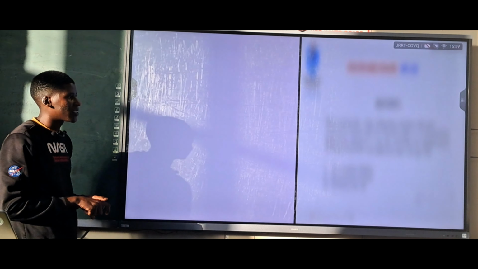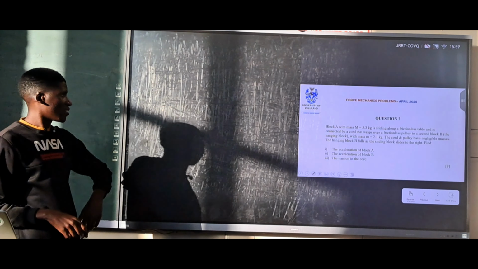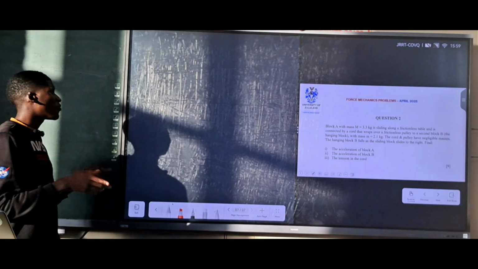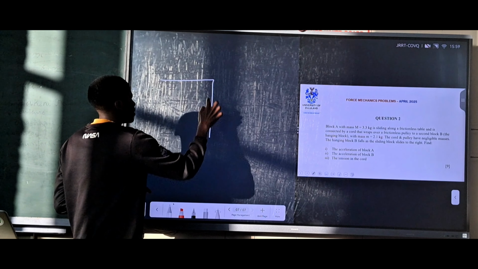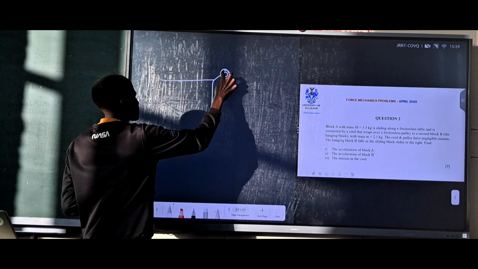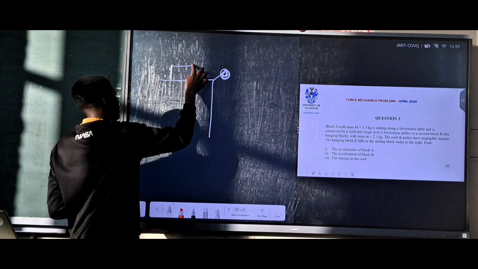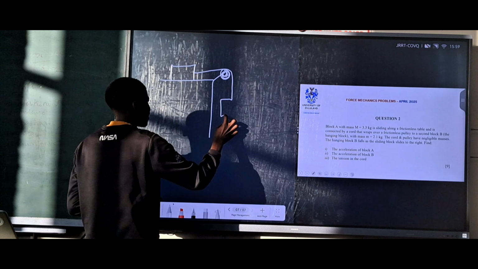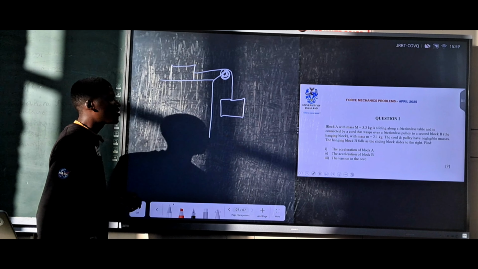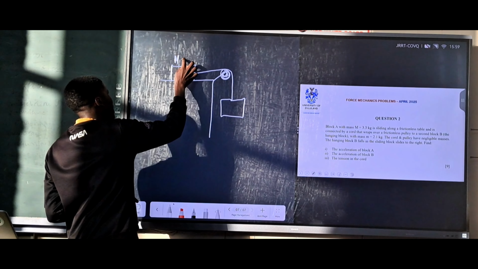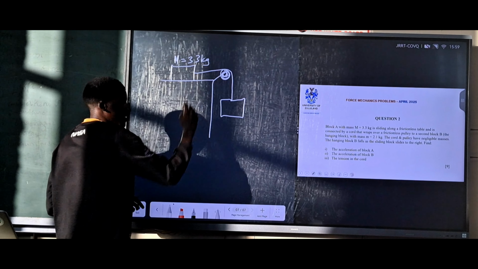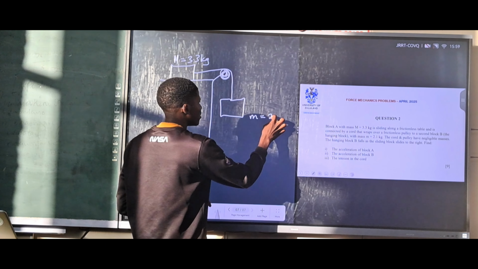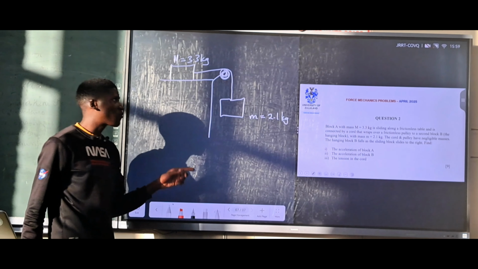Now, draw it. If you don't draw it, you won't see anything. We have a table. Then we have a pulley system there. So 2 blocks. This is a block of mass M equal to 3.3 kilograms. And then this is a block of mass M equal to 2.1 kg. So we've got 2 blocks here.